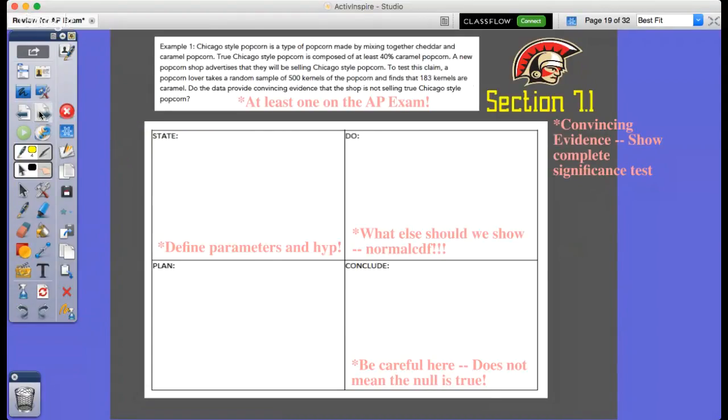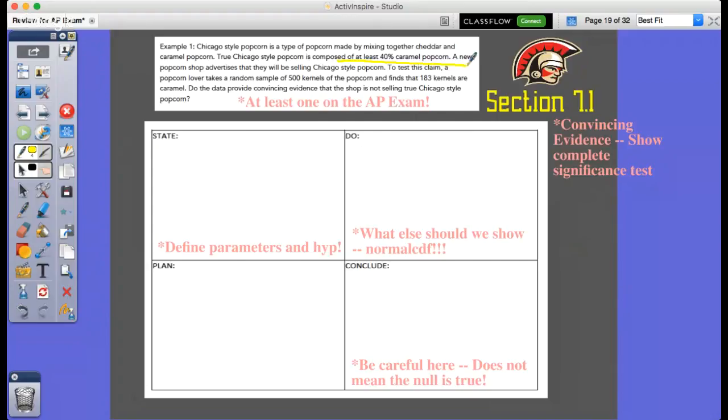So as we look at some of these examples, let's look at some of the state, plan, do, conclude problems and what we are expected to do for each. All right, so let's look at example 1. It says Chicago-style popcorn is a type of popcorn made by mixing together cheddar and caramel popcorn. True Chicago-style popcorn is composed of at least 40% of caramel popcorn. A new popcorn shop advertises that they will be selling Chicago-style popcorn.